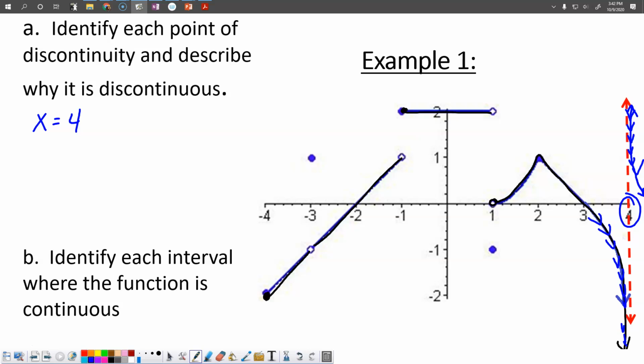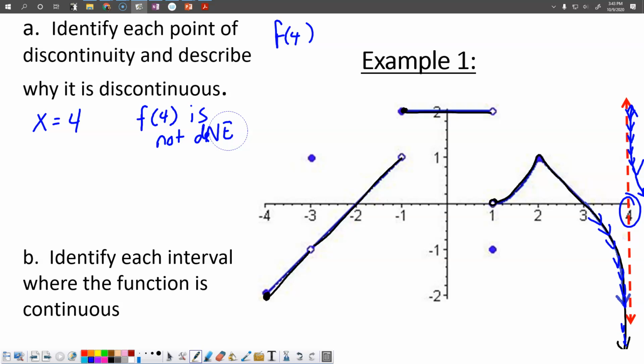Now let's see why. F of 4. What is the value of the function at 4? Well, the function doesn't exist at 4. When you have a vertical asymptote, the function doesn't exist at that point. So that's why I had to pick up my pencil and move it.